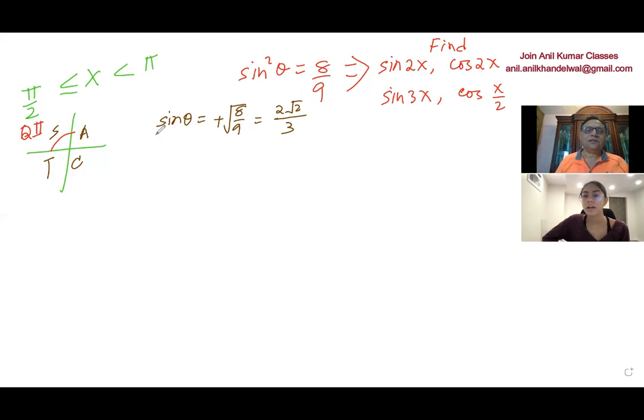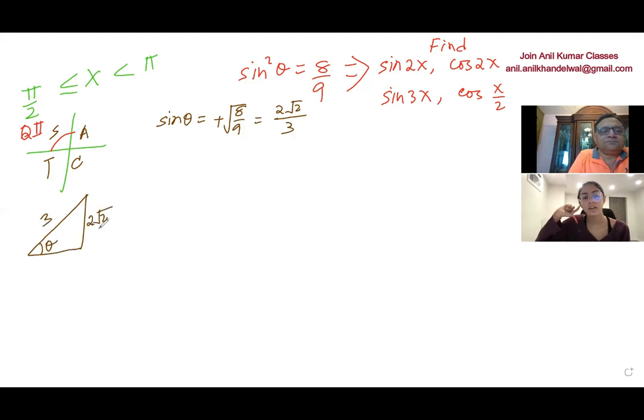So sine theta: the square root of 8 is the square root of 4 times 2, which can be written as 2 square root 2, right? And the square root of 9 is 3. So that gives us our opposite side length and our hypotenuse, so then we could find our triangle using the Pythagorean theorem. So sine theta is 2 square root 2 over 3.